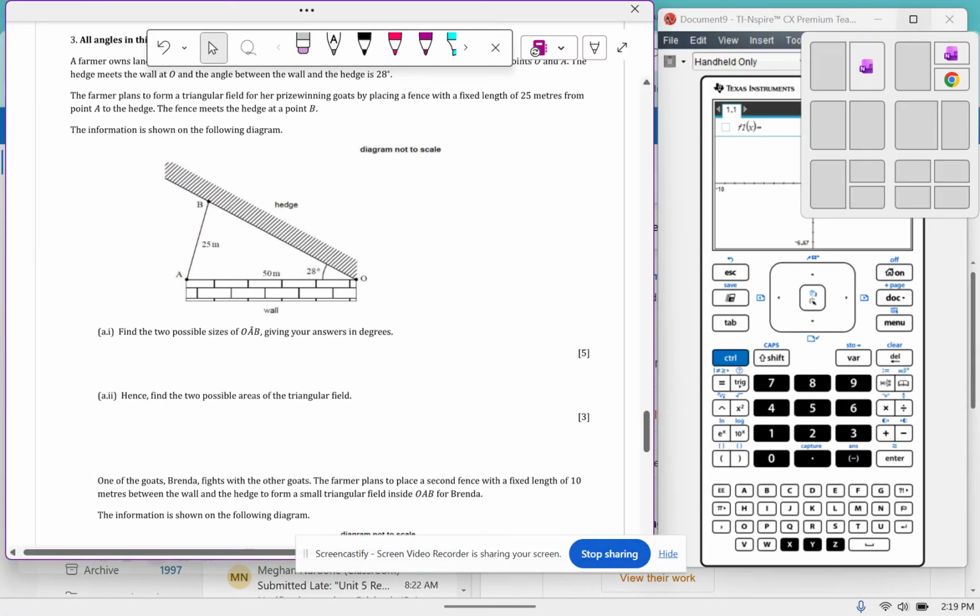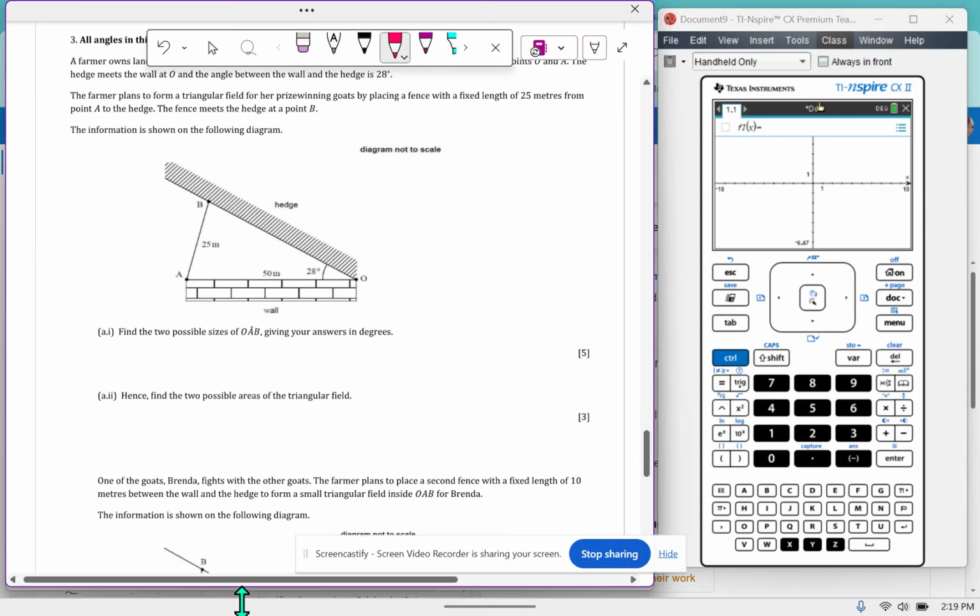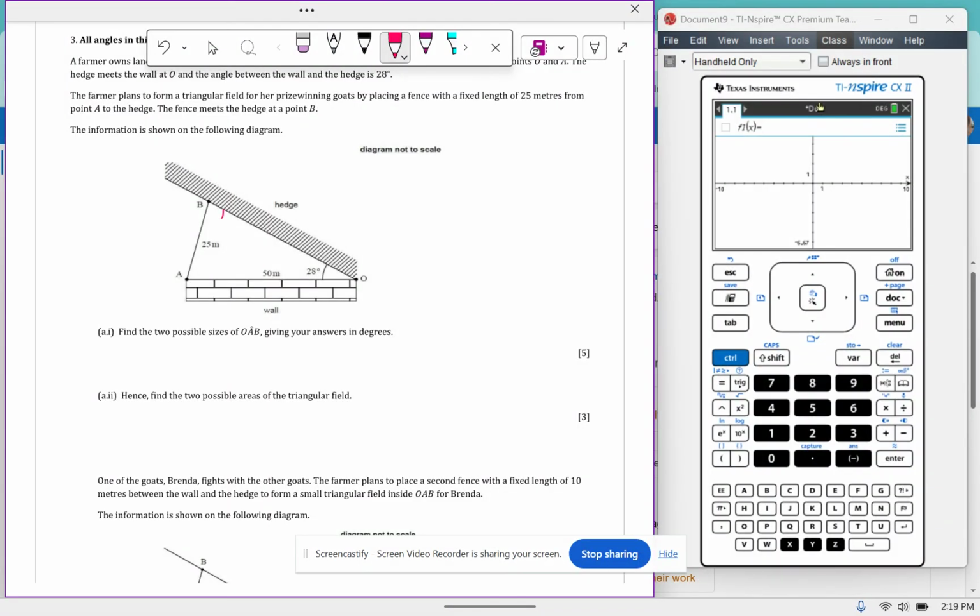The only way I'm going to be able to do that is by setting up a law of sines. I only have the side length that's across from angle B, so I'm going to have to use angle B in my law of sines. Across from angle A there's no information, so how can I set up the law of sines for that? I have the sine of B is across from the side that measures 50 meters, and the sine of 28 is across from the side that measures 25 meters.